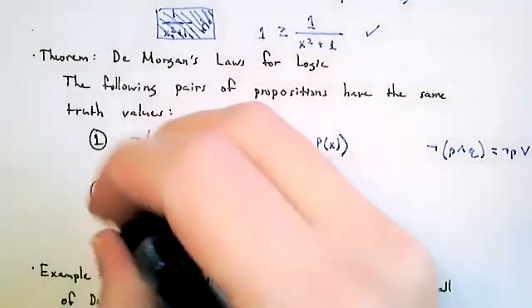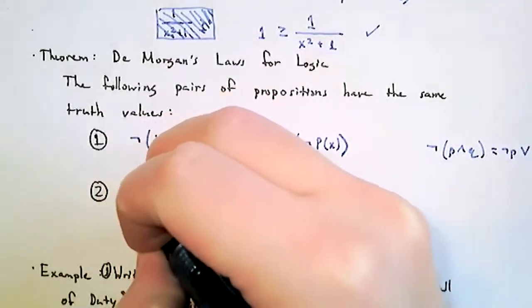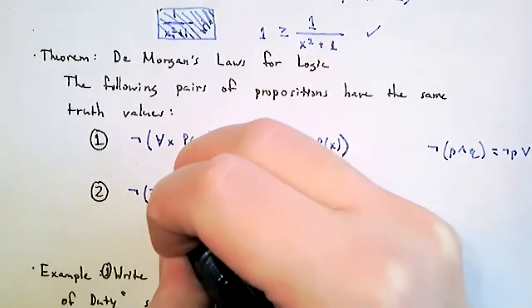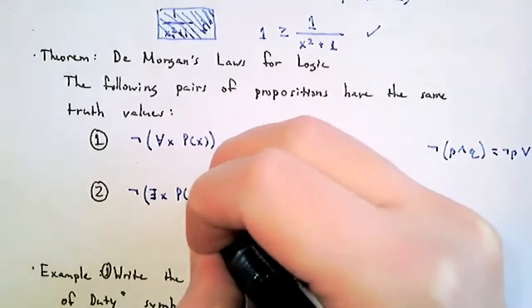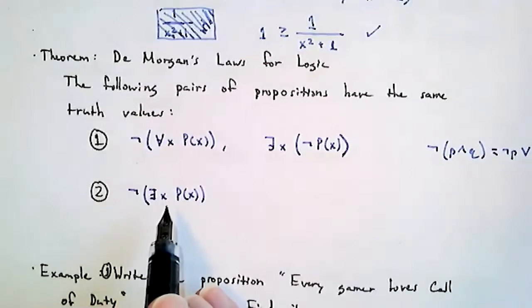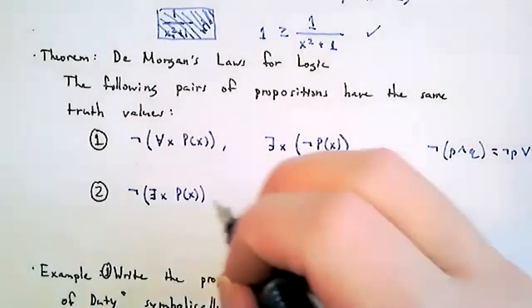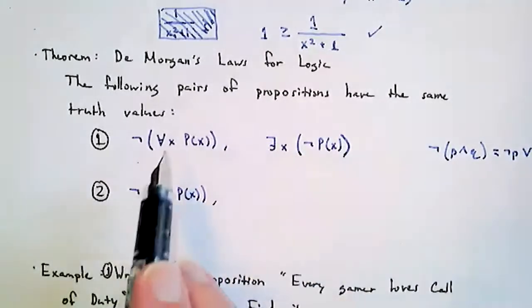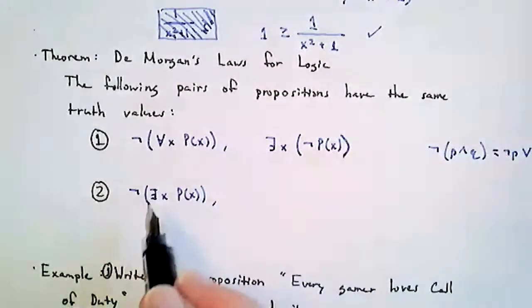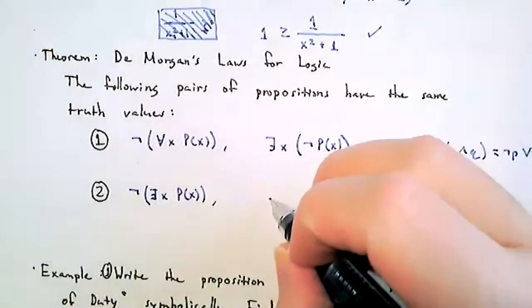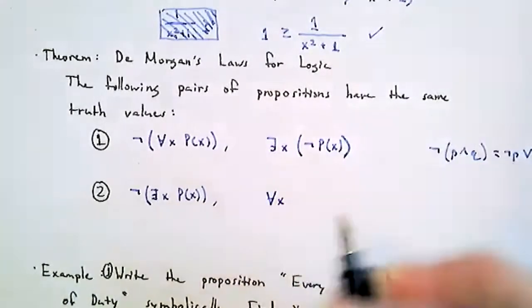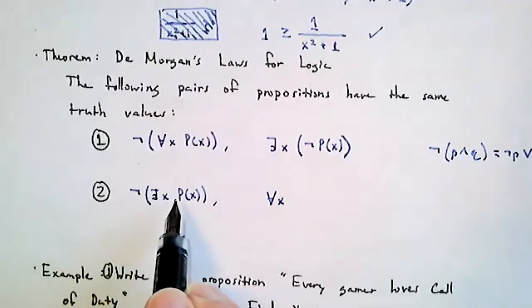And then there's a similar law for the existential quantifier. So here we have a negation symbol on there exists an x such that p of x. And you might be able to guess that it works the same way, just like De Morgan's laws. You will switch the E to an A, or the backwards E to an upside down A, and then distribute the negation symbol inside.